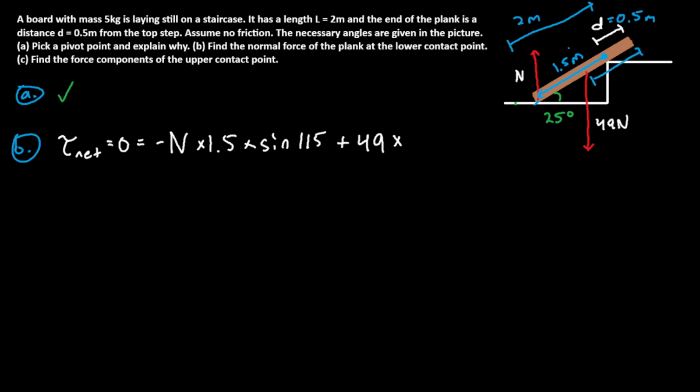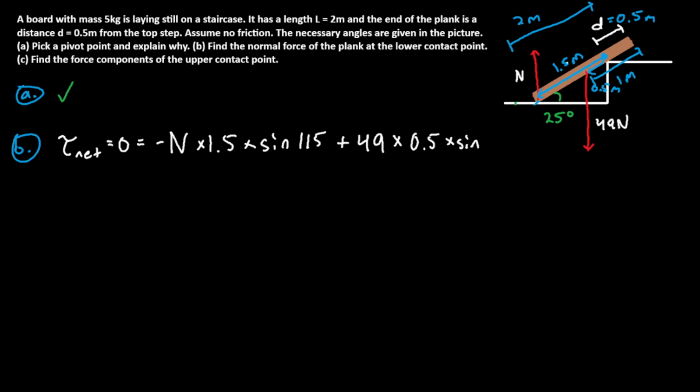We know that the length of this plank is just 1 meter, and we know that the distance between the end and the corner is 0.5 meters. Therefore, the distance between the pivot point and the center of the plank is also 0.5 meters. So 0.5 meters is your distance.